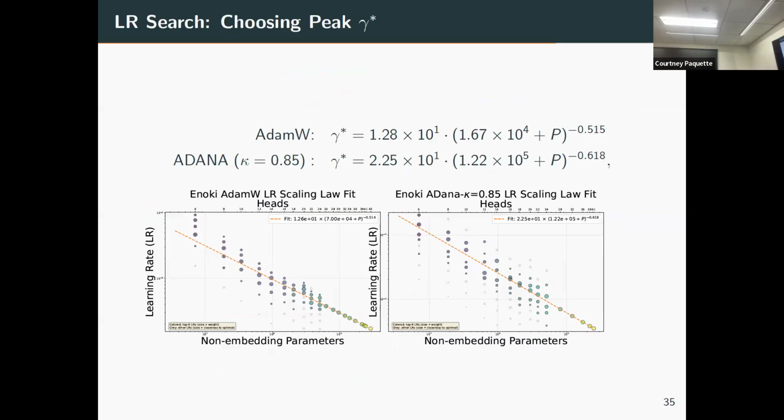This is just to point out how the learning rate will change between Adam and ADana. With Adam, you can just imagine Adam doesn't have this extra gradient. So at initialization, ADana has a gradient and momentum, which means it's twice as large as Adam, which means you should expect a smaller learning rate. And indeed, you do get a smaller learning rate.